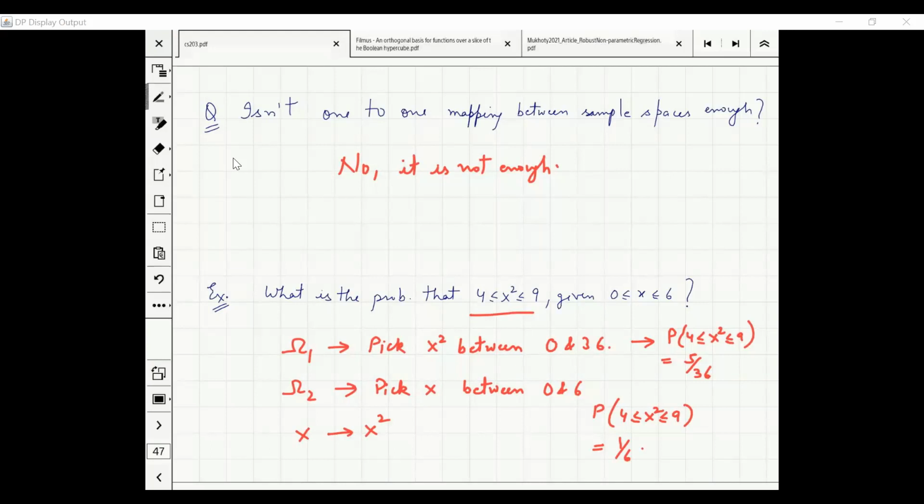Okay, now is the time for the quiz. Sir, we can define more sample spaces, no? Like x cube is between this. Yes, sure. But anyway, the time is there for the quiz. I will answer more questions once the quiz is finished.